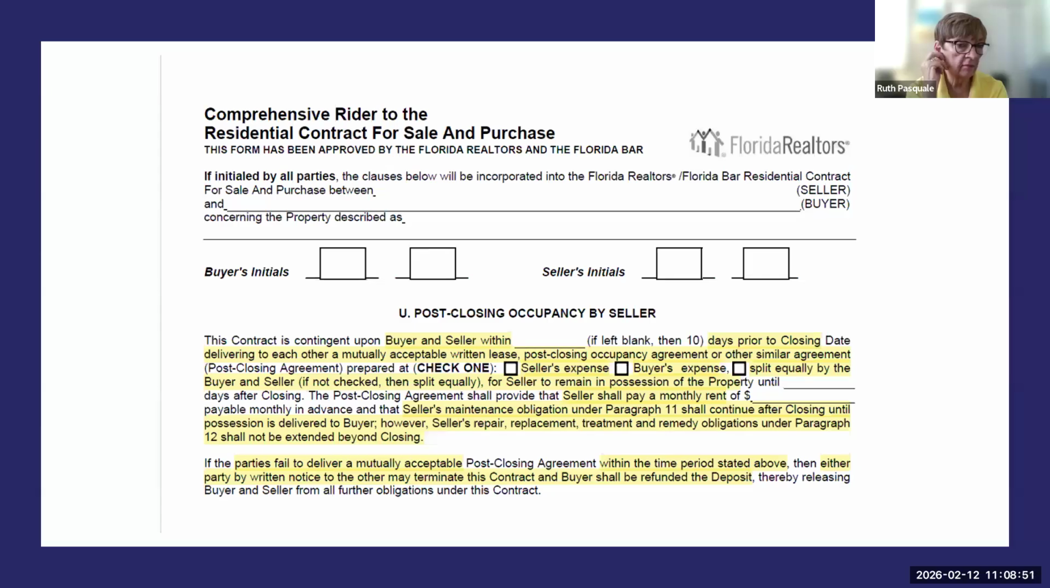And then it depends on if it's my seller, right? What side are you on? What's your agency with that person?